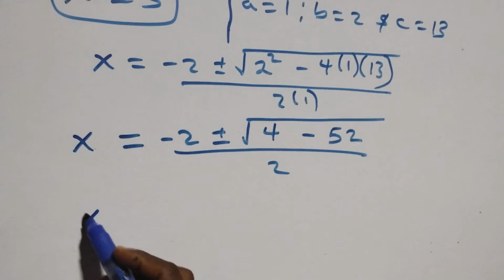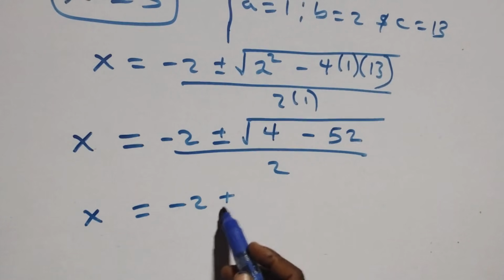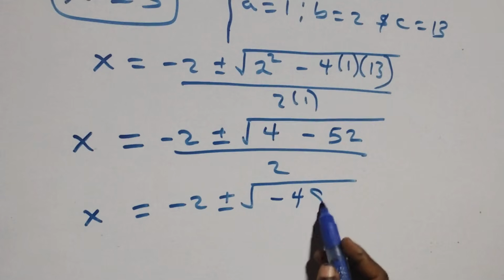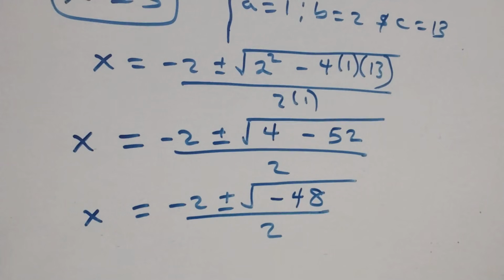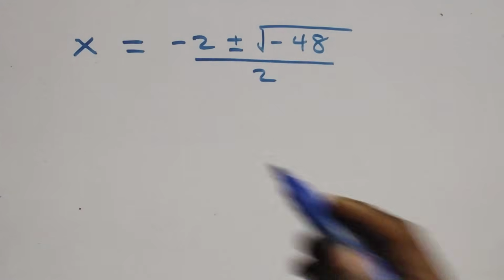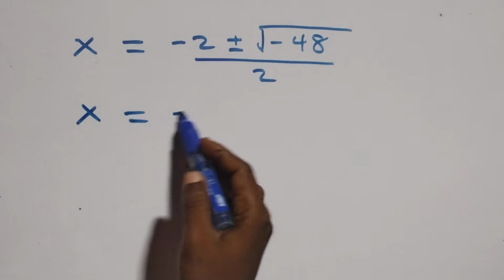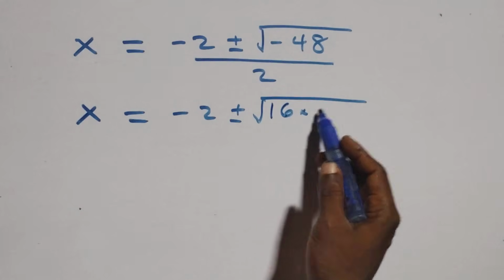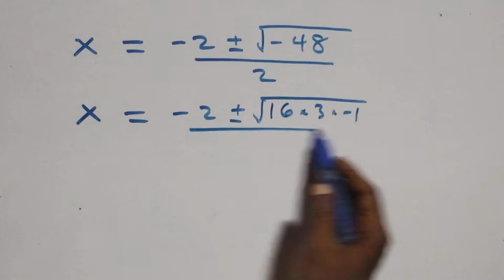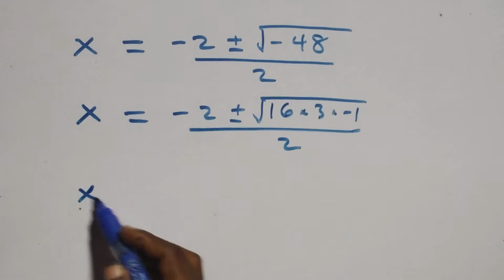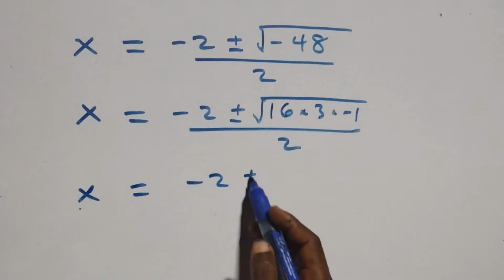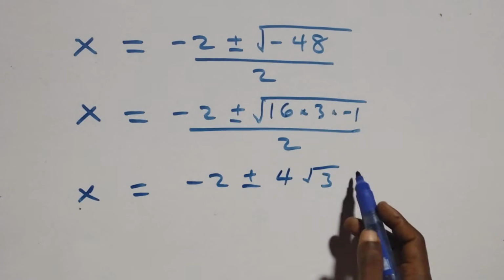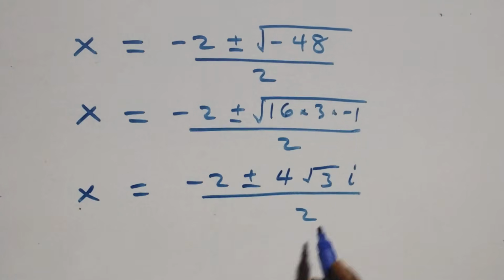Here we have x equals minus 2 plus or minus the square root of 4 minus 52, that's minus 48, all over 2. We can write this as x equals minus 2 plus or minus root 16 times 3 times minus 1, over 2. This becomes x equals minus 2 plus or minus root 16, that's 4, then we have root 3, and root minus 1 is i, over 2.